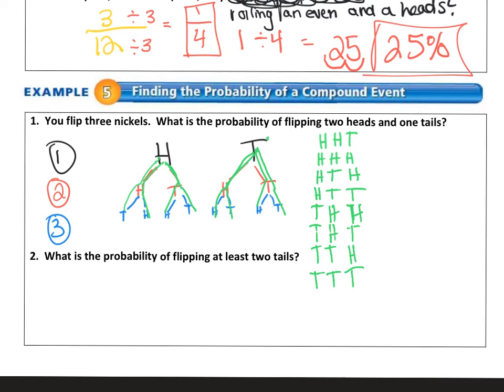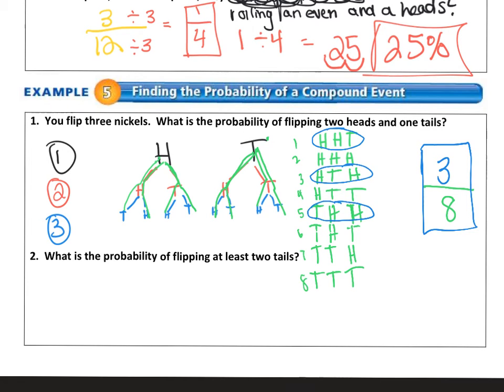Okay, so you see that there is 1, 2, 3, 4, 5, 6, 7, 8 different options. So that is going to be the denominator. And it says, what is the probability of flipping 2 heads and 1 tail? So now out of all the different options, we have to go back and look for the options that have 2 heads and 1 tail. And that's it. So that probability is 3/8.